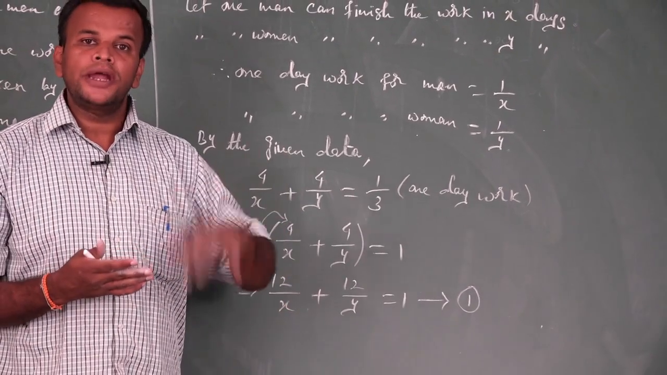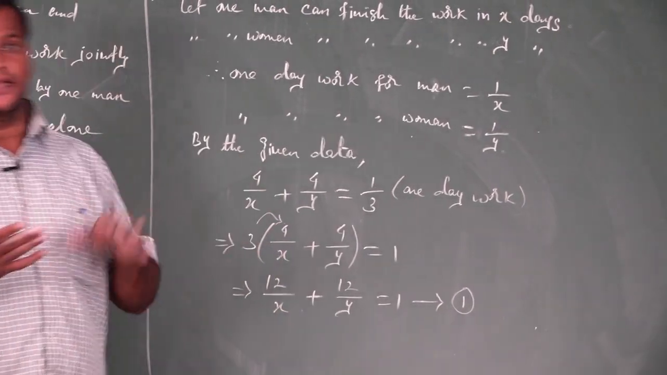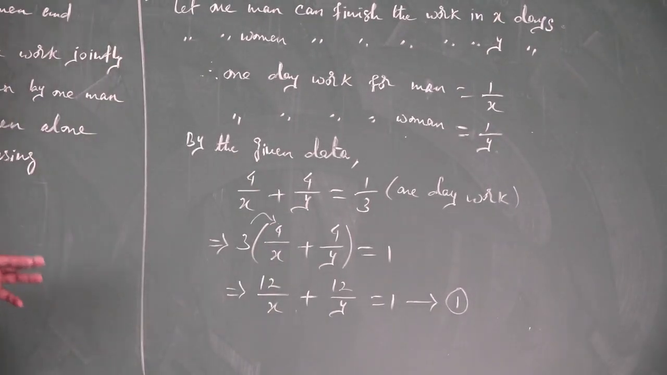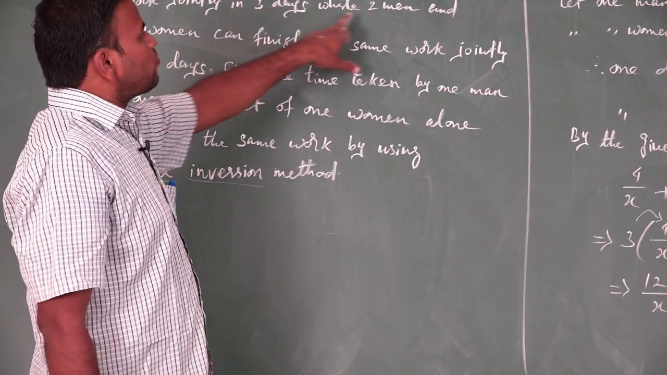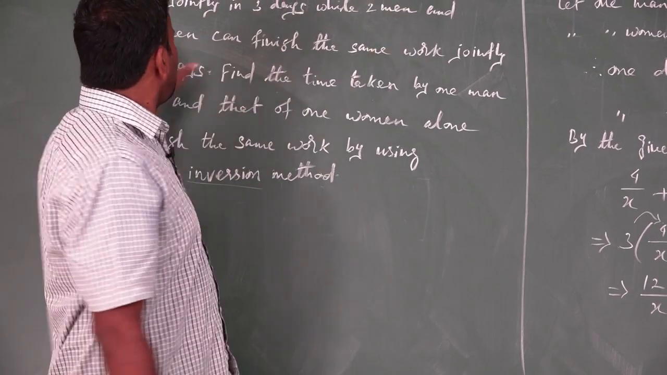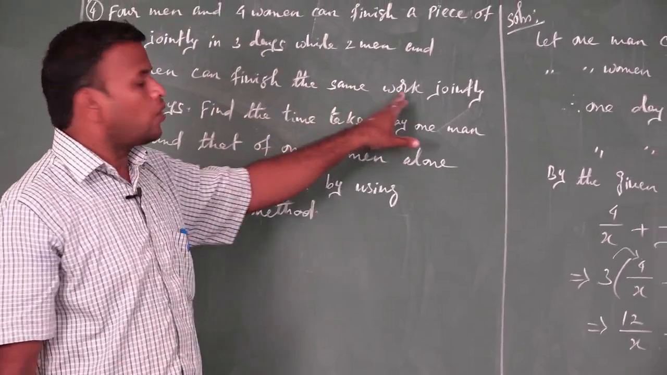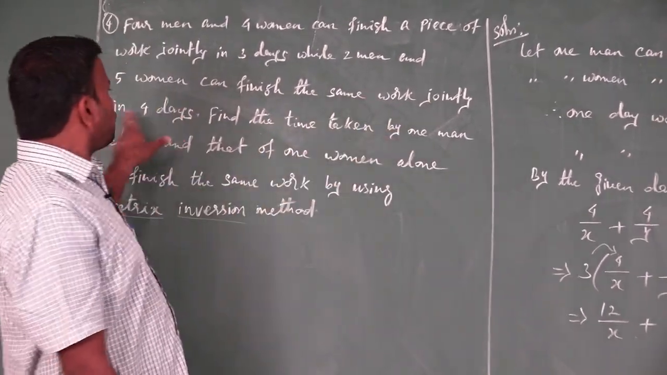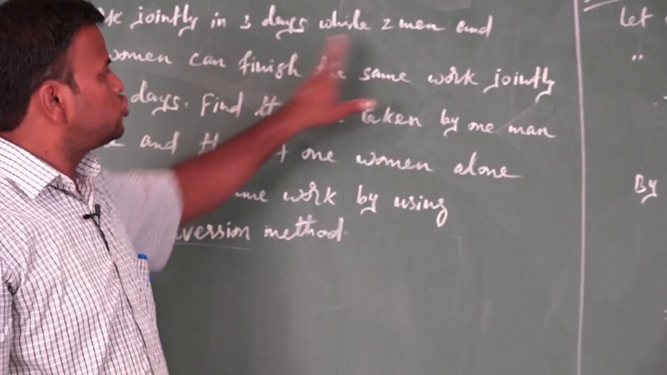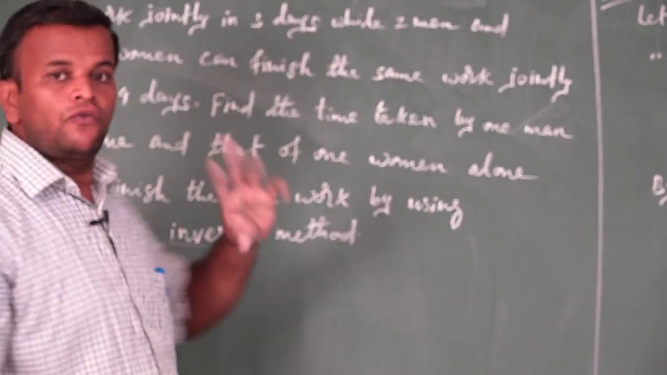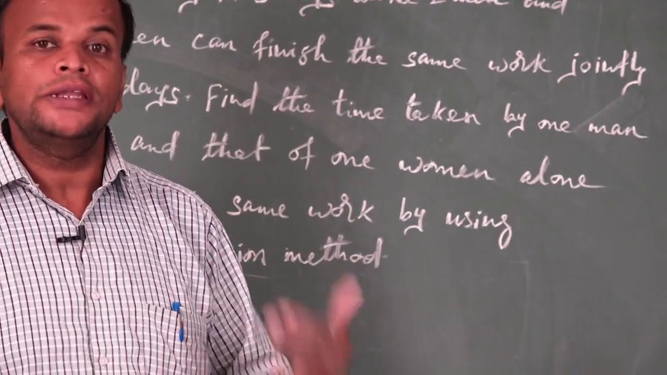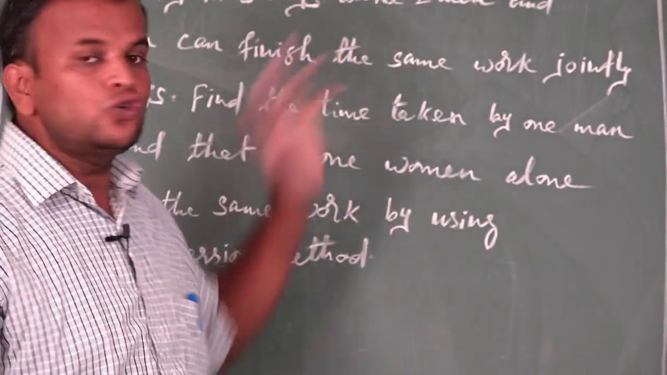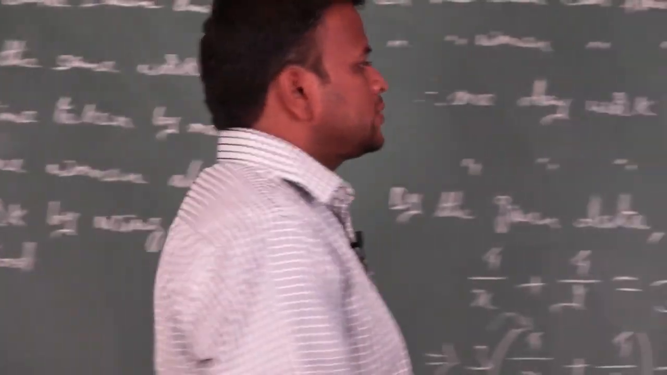Next, one more data is also given. What is the another data? The same work. 2 men and 5 women can finish the same work jointly in 4 days. So how many men? 2 men. How many women? 5 women. Therefore, the 1 day work for men and women is, there will be 2 men, so 2 by X.